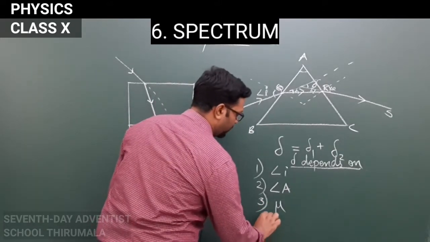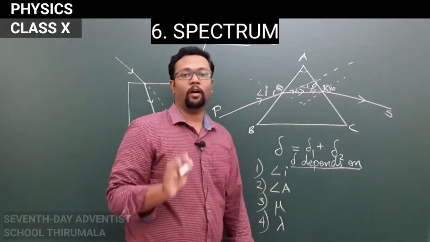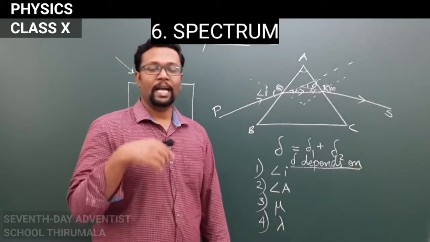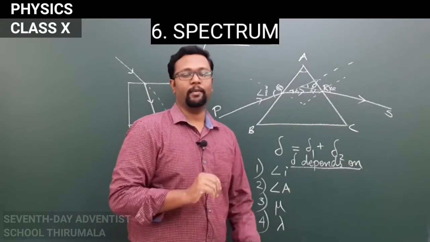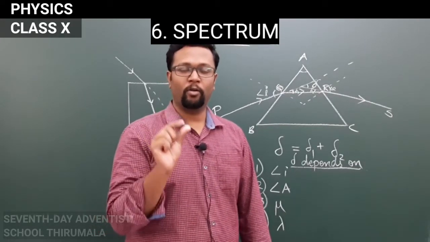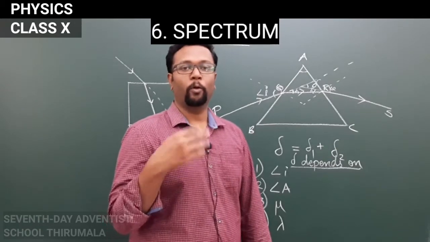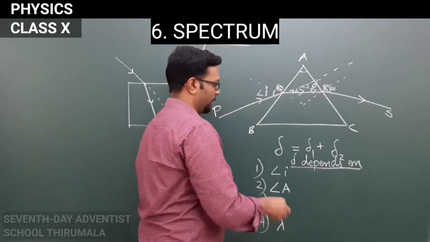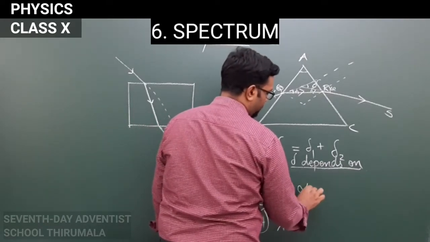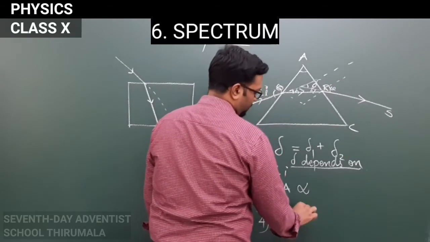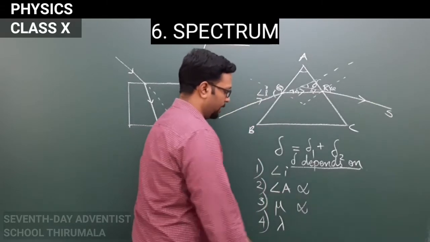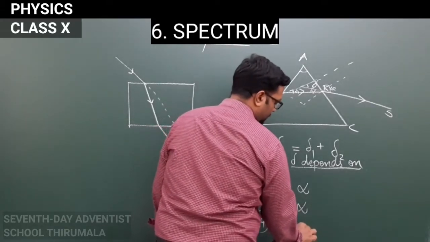And number 4, it depends on the wavelength lambda of the light. Higher the wavelength, lower will be the angle of deviation. Lower the wavelength, more will be the deviation. So remember this: the angle of the prism is directly proportional, and the refractive index of the material is also directly proportional, but wavelength is inversely proportional.